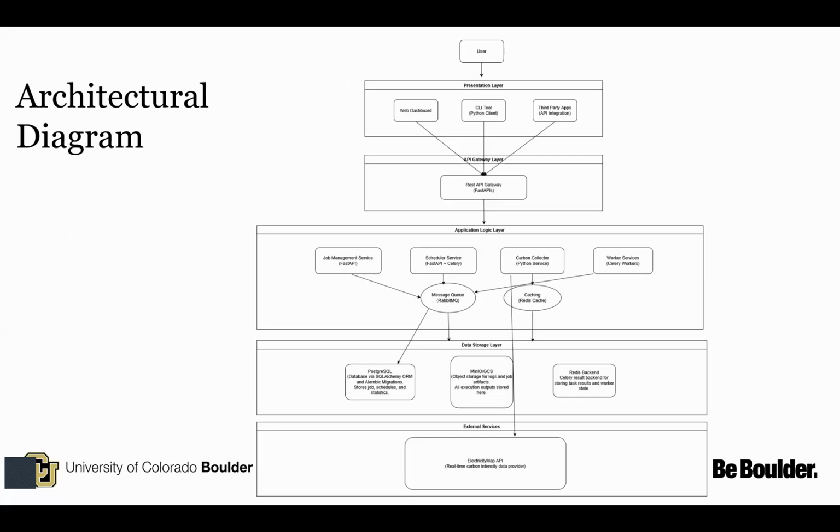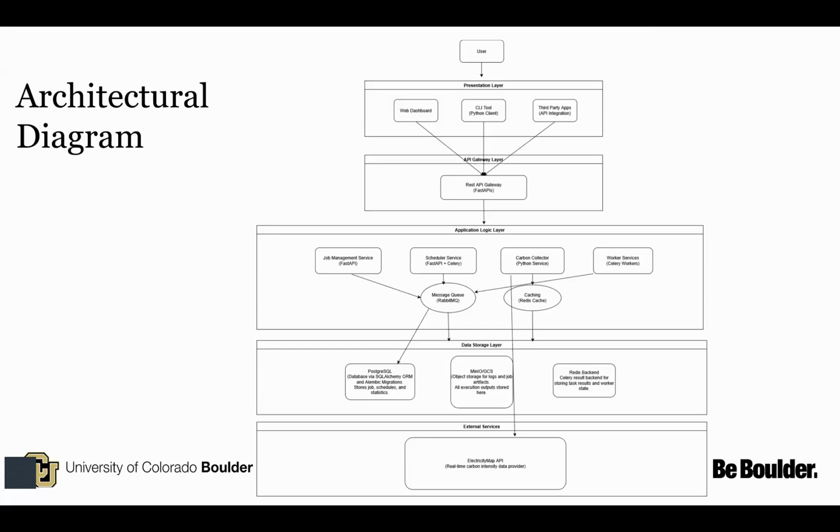We designed this using a modular layered approach to ensure scalability. Starting at the top, we have the presentation layer, where the user interacts with the system via a Streamlit dashboard. Instead of processing jobs immediately, the API pushes them into RabbitMQ, our message broker. This is crucial because it decouples submission from execution, allowing the system to handle bursts of traffic without crashing.